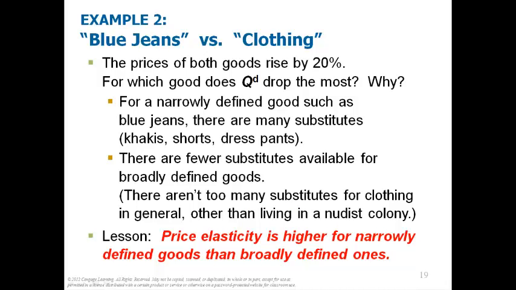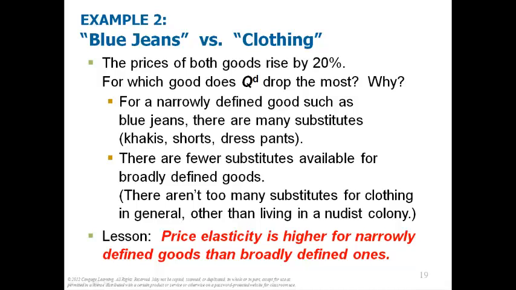All right, here's another example. Do you think people will be more responsive to a price change in blue jeans or a price change in all clothing? So let's say that the price of blue jeans went up by 20%. What do you think would happen to the quantity demanded? And then imagine that the price of all clothing goes up by 20%. What do you think would happen to the quantity demanded of all clothing? Right. So for which good, blue jeans or clothing as such, do you think the elasticity would be greater, and why?